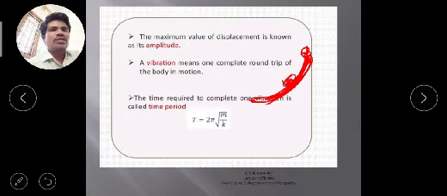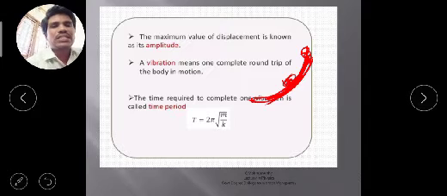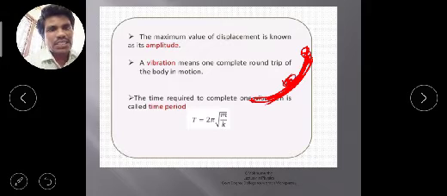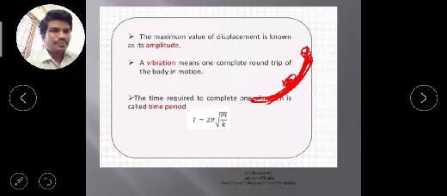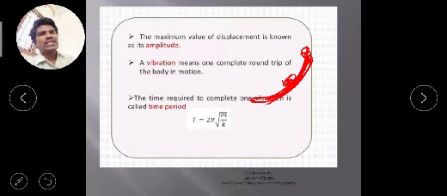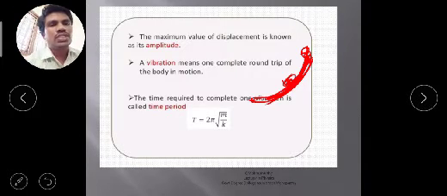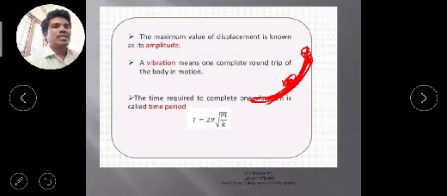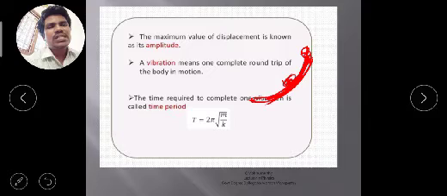So the time required to complete one vibration is called the time period. The time period is denoted with capital T, and capital T is equal to 2 pi root of m by k. Here m is the mass of the oscillator, or mass of the particle executing simple harmonic motion, and k is the spring constant. So the time taken for one oscillation is known as the time period of a simple harmonic oscillator. The unit of the time period is seconds.